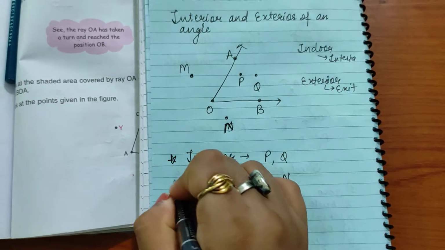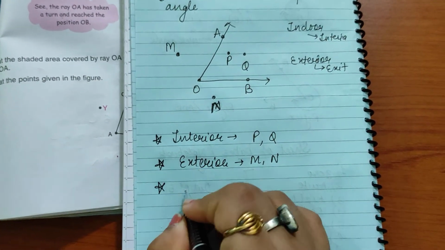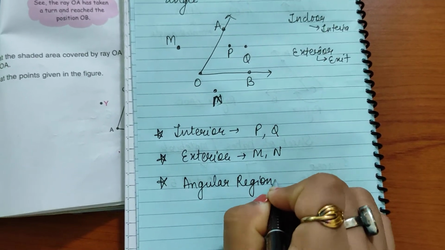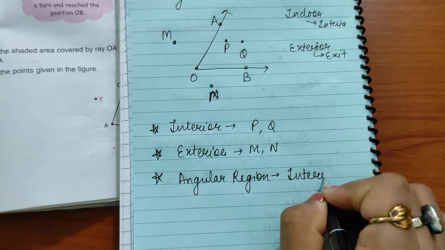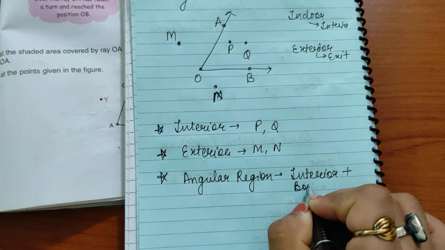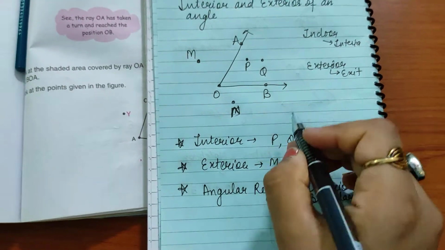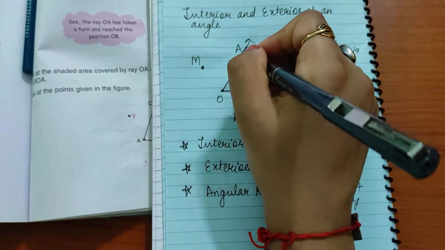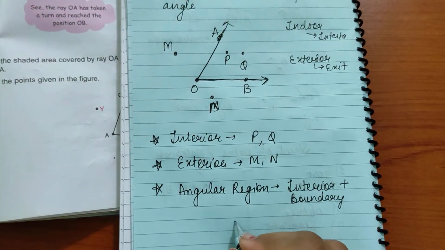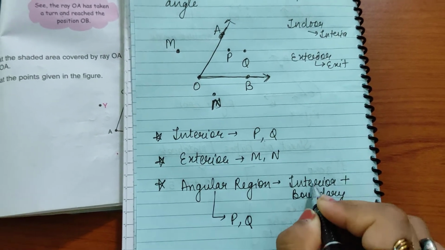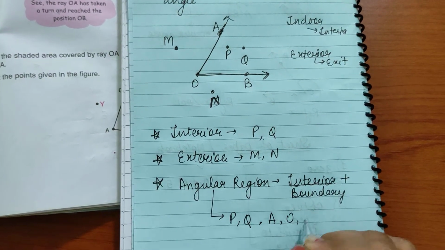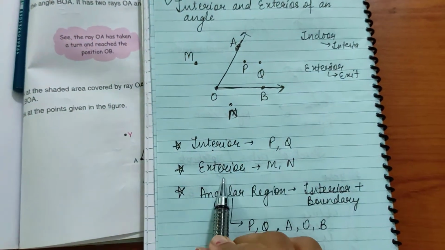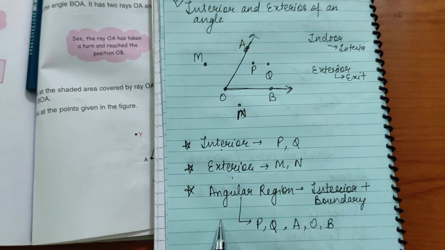Very important, besides interior and exterior, we have a third region, the angular region. Angular region is nothing but the interior plus the boundary. Interior is already P and Q, and this is the boundary of the angle. It contains the points A, O, B. So the points in the angular region are P and Q, because they are in the interior, and the boundary A, O, B. So there are 3 regions in an angle. The first is interior, the second is exterior, and the last one is angular region.